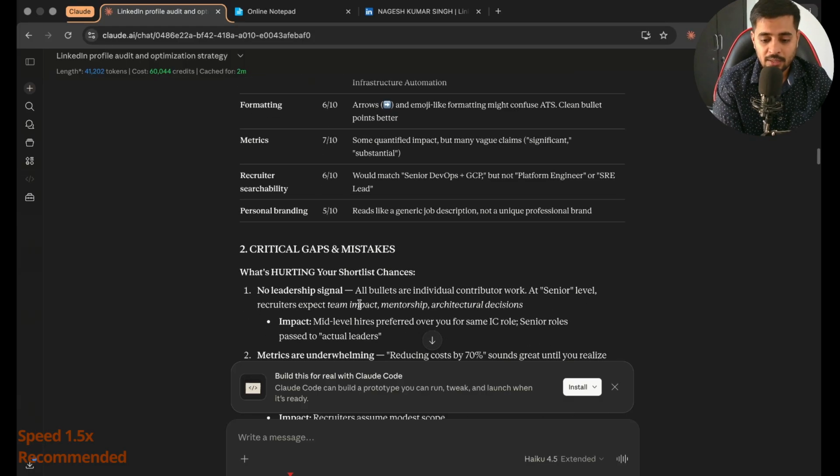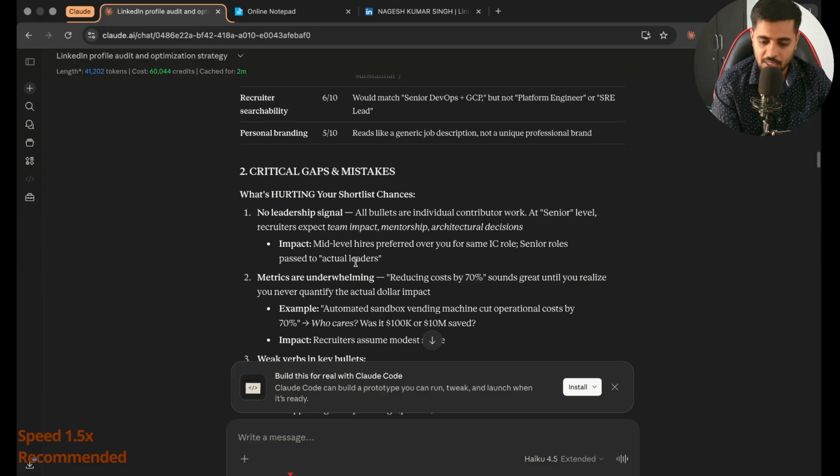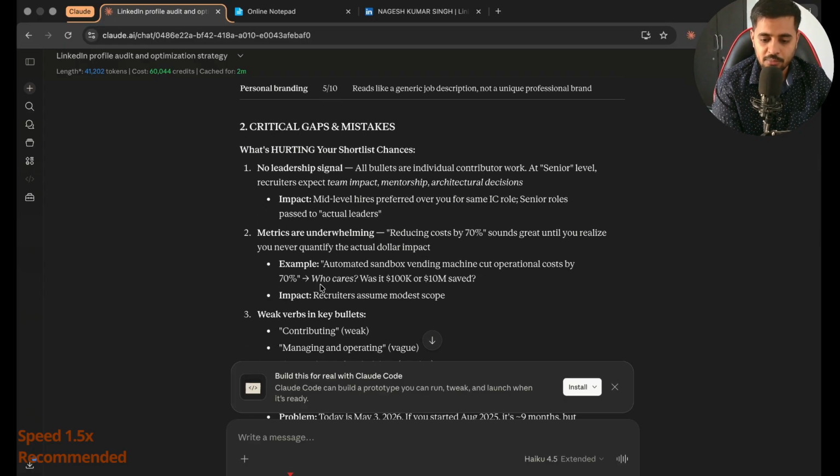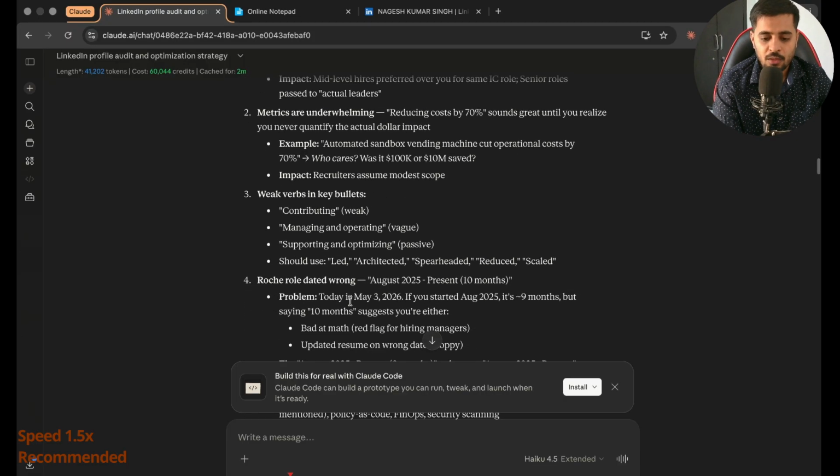Okay, critical gaps, what's hurting your shortlist chances? No leadership signal. Okay, I need to add that. Metrics are underwhelming. Okay, great, I need to add those. Weak verbs in key bullets, so I need to change this.